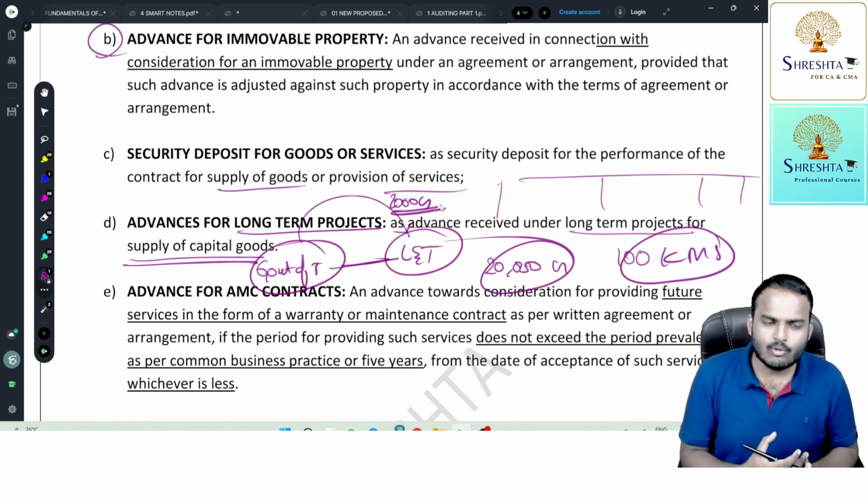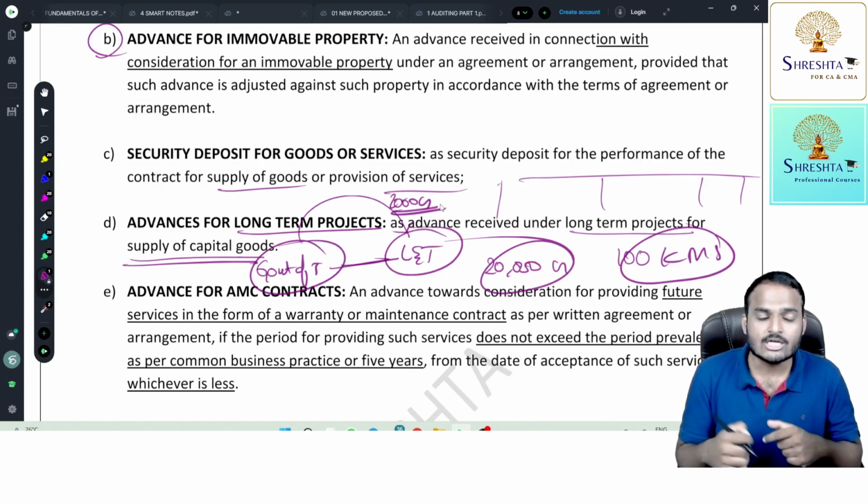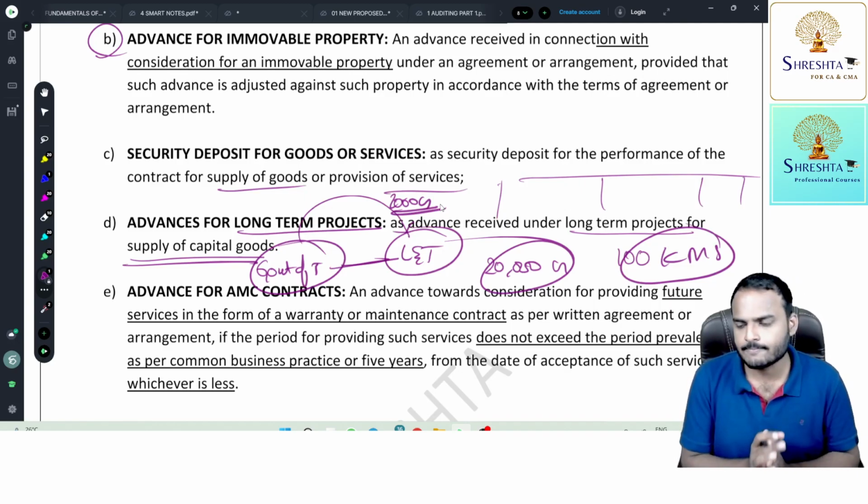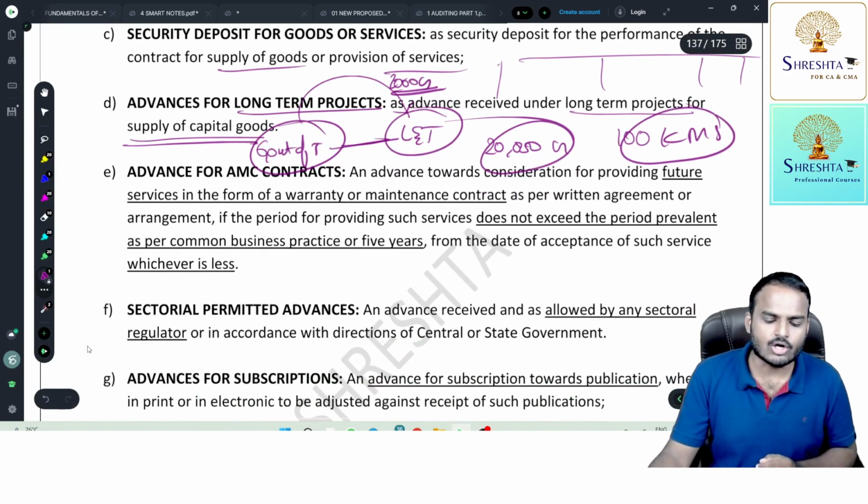So whatever amount L&T is getting from the government of Telangana as advance for a long-term project is also excluded from the definition of deposit. Advances for AMC contracts.